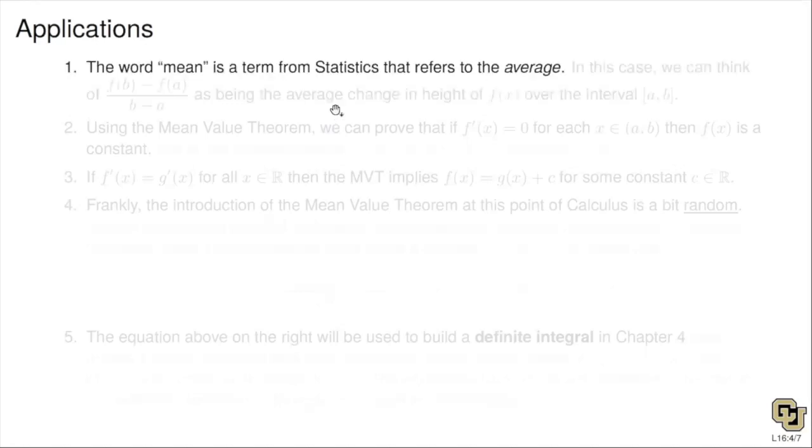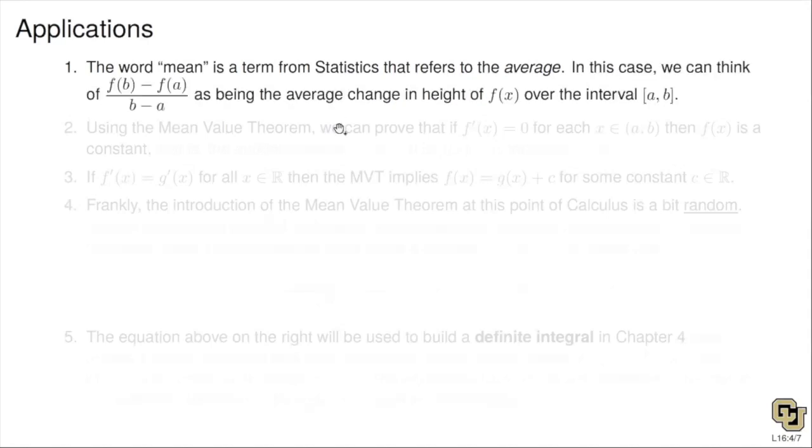Okay, first let's demystify the term mean value theorem. What the heck does that mean? The word mean is a word from statistics that refers to the average. In this case specifically, the numerator is calculating the height change and the denominator is calculating the width. So here we're calculating the average change in height over the given interval.